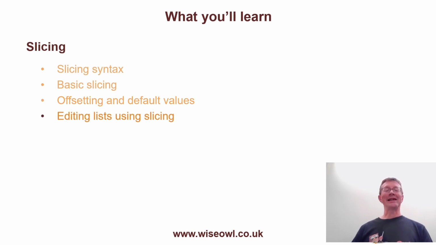We'll then look at editing lists using slicing, so how you can replace some items in a list with other items, or indeed remove them altogether. And finally, we'll look at using step values, either to take every second or third or nth item in a list or sequence, or to go backwards through it.